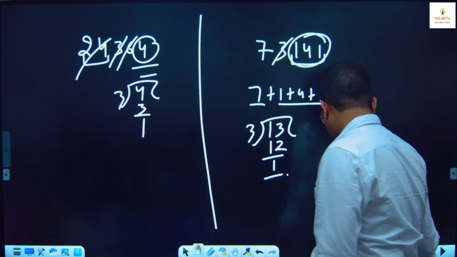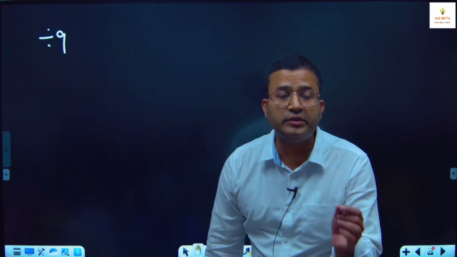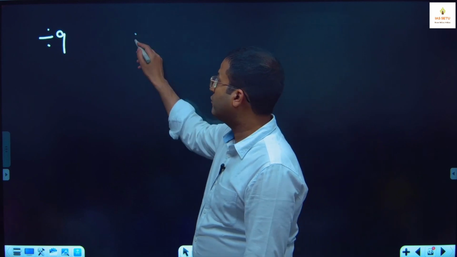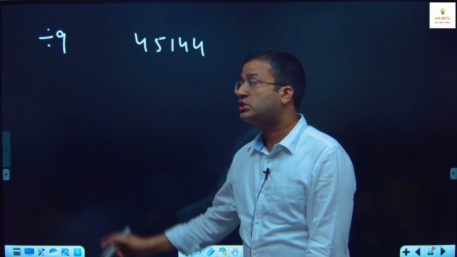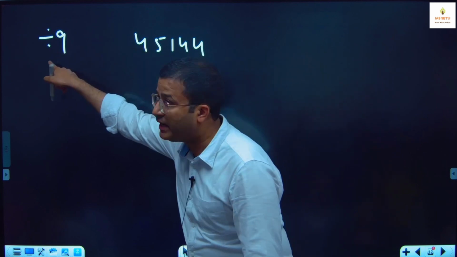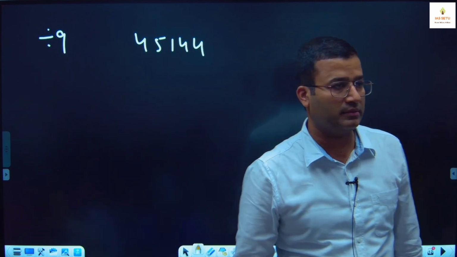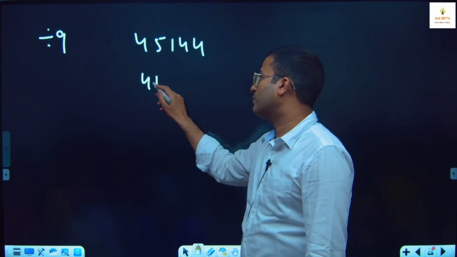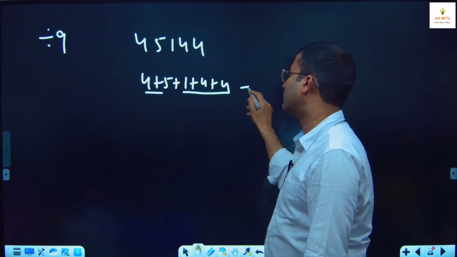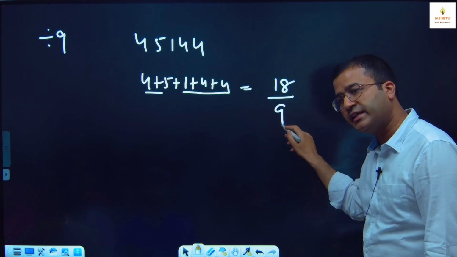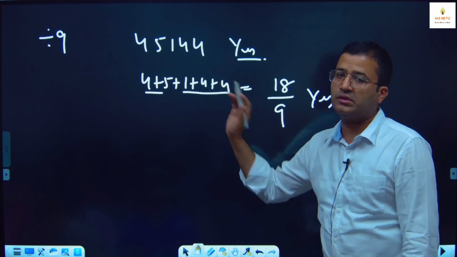Divisibility of 9. The divisibility of 9 rule is here. 45,144. Same rule: sum of the digits, if it is divisible by 9, then the number is divisible by 9. Same rule, but we check with 9. Like here, this is 4 plus 5 plus 1 plus 4 plus 4. This is 9 plus 9, 18. Is this 18 divisible by 9? Yes. So it means this complete number is divisible by 9.